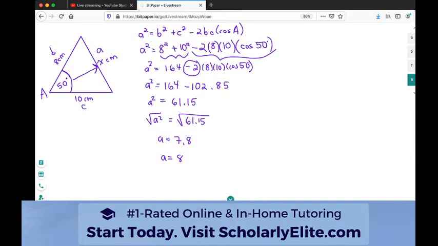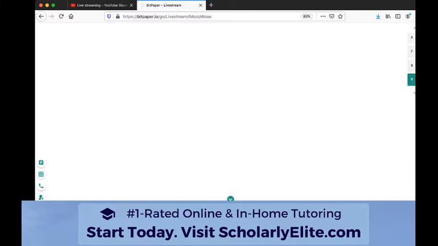Alrighty guys. Let's keep on hustling. We can do this. So in this scenario, we were solving for side length. We're going to do another side length example down the line. But first, we are going to do an example where we're solving for the unknown angle. So let's just start a new problem here.